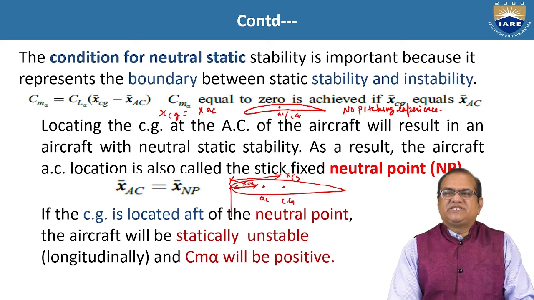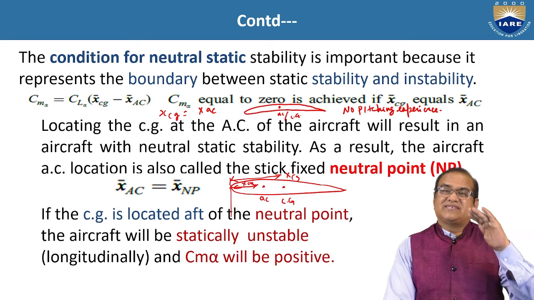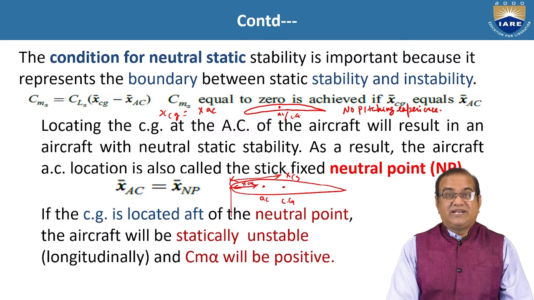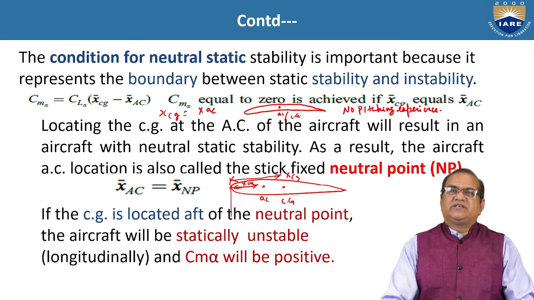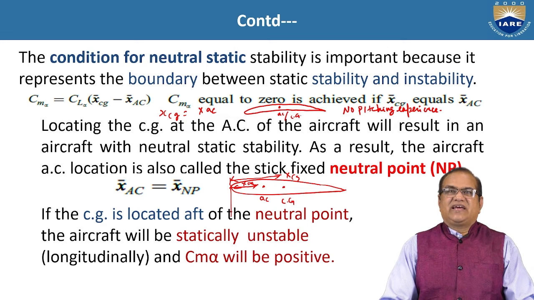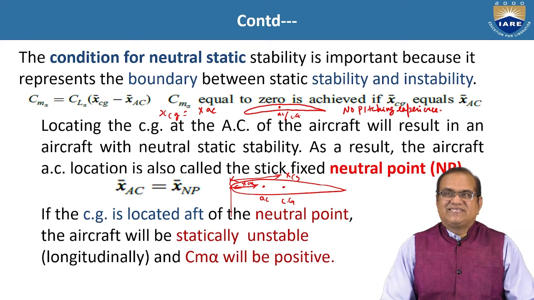There will not be any pitching moment and the aircraft will remain in the same status as it was disturbed. So that is the importance of the neutral point. Locating the center of gravity at the aerodynamic center of the aircraft will result in an aircraft with neutral static stability. As a result, the aircraft AC location is also called the stick fixed neutral point.